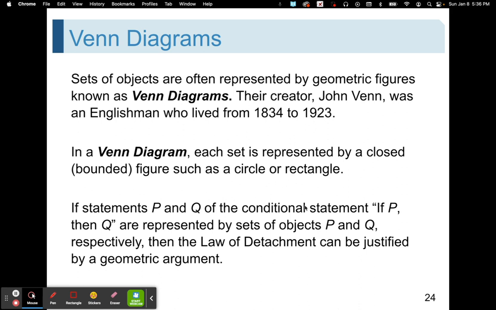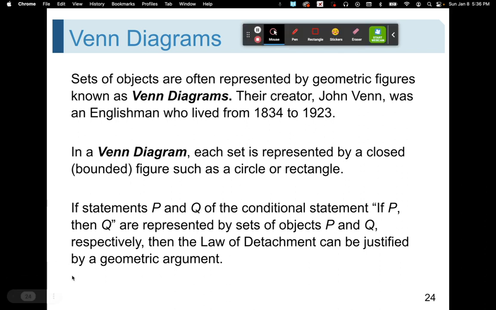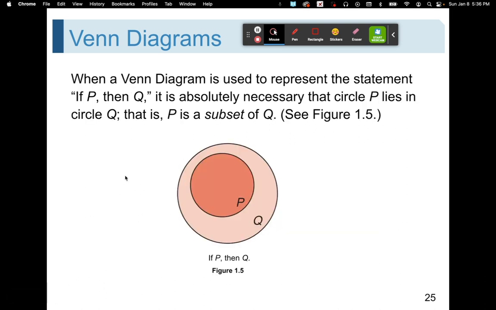If the statements P and Q in a conditional statement, if P then Q, are represented by sets of objects, then the law of detachment must be justified by a geometric argument. For example, when a Venn diagram is used to represent the statement if P then Q, it is absolutely necessary that P lies within Q. So we can see here that if I am in P, then I'm also going to be in Q. Versus the other way around, I could have Q, but it does not necessarily imply P.